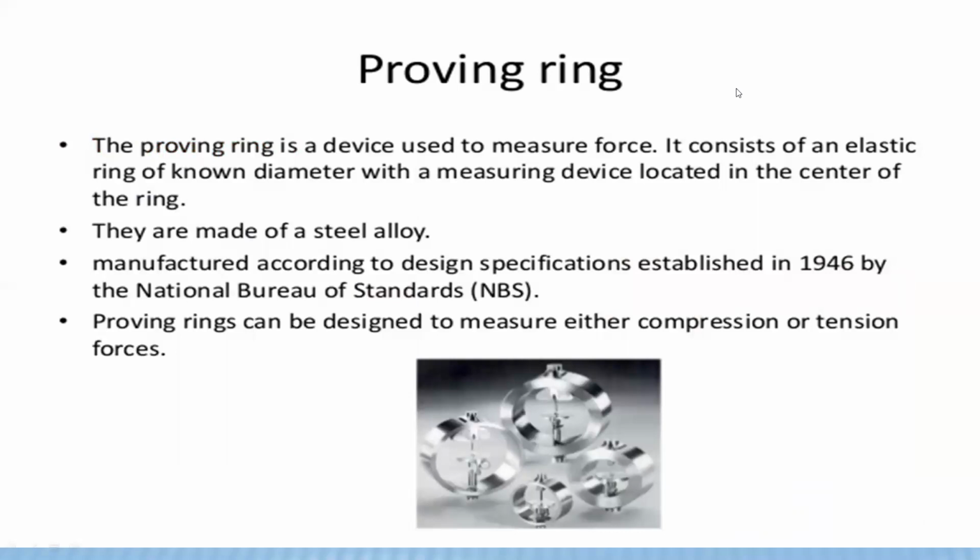So the proving ring is a device used to measure force. It consists of an elastic ring of known diameter with a measuring device located in the center of the ring. The object on which we want to measure force can be placed in the middle of the proving ring.